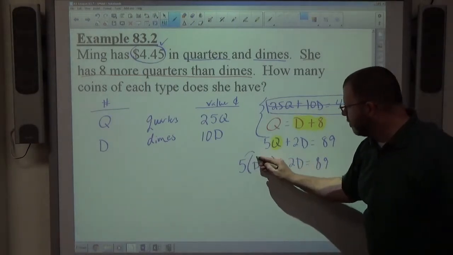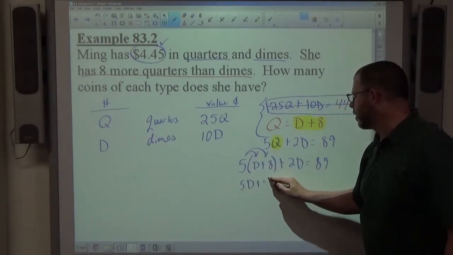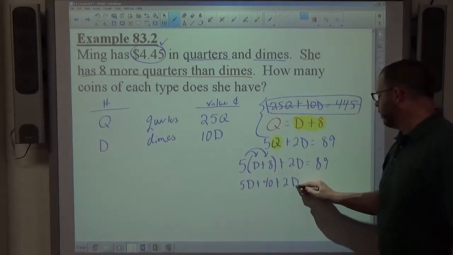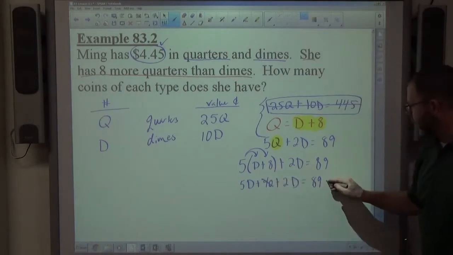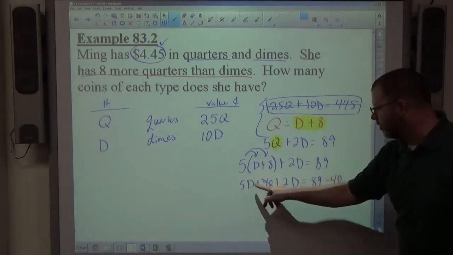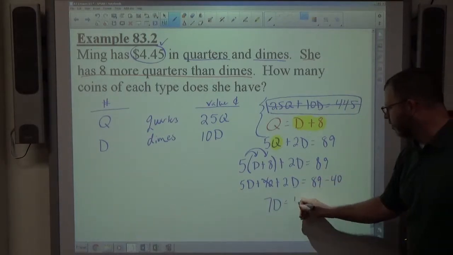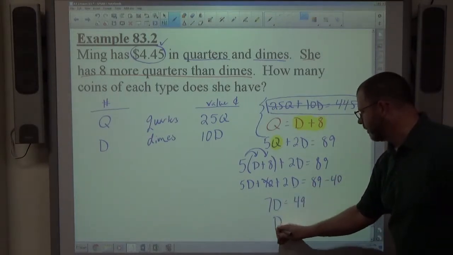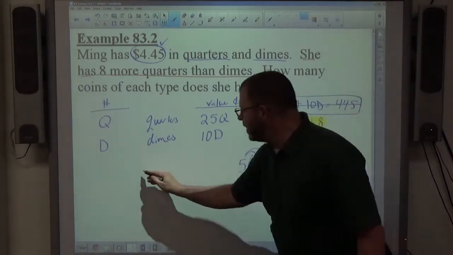We multiply 5 through the parentheses. To simplify, we're going to get 5D plus 40 plus 2D is equal to 89. I'll move the 40 over to the right. Combine like terms: 5 and 2 make 7D. 89 minus 40 is 49. Divided by 7, we get D equals 7. So we end up with 7 dimes.